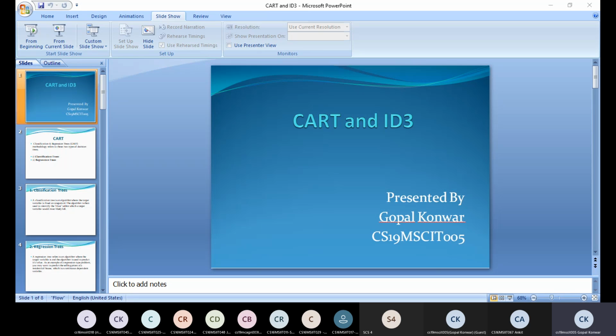Now the first one is CART, classification and regression tree. Shortly, CART methodology refers to these two types of decision tree. This is called classification tree, and the second one is regression tree. Now we discuss classification tree. A classification tree is an algorithm where the target variable is fixed or categorical. The algorithm is then used to identify the class within which a target variable would most likely fall.